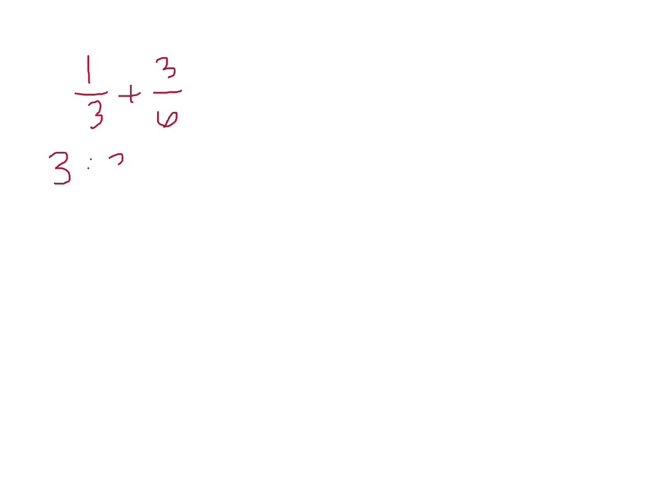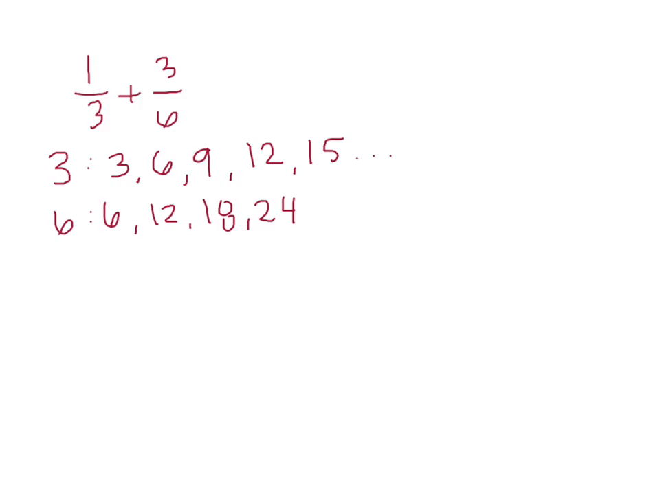Multiples of 3 are 3. 3 times 2 would be 6. 3 times 3 is 9. 3 times 4 is 12. 3 times 5 is 15, and so on. Now the multiples of 6. 6 times 1 is 6. 6 times 2 is 12. 6 times 3 is 18. 6 times 4 is 24. And really I don't need to go any further because I see something in this list.